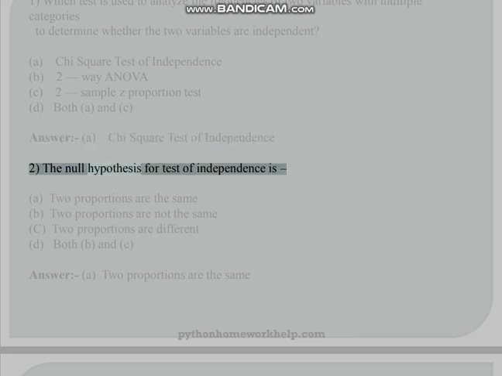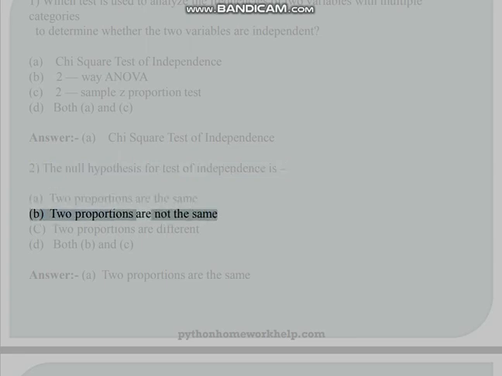2. The null hypothesis for test of independence is: A. Two proportions are the same. B. Two proportions are not the same. C. Two proportions are different. D. Both B and C. Answer: A. Two proportions are the same.